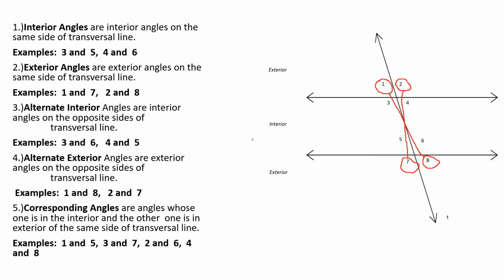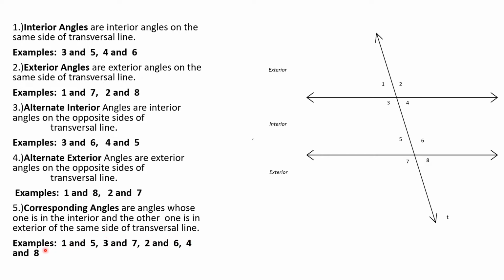So these are the two pairs of our alternate exterior angles. We have angle 1 and angle 8, and then angle 2 and angle 7, which are located at the exterior part of our figure, of our transversal line. Then the last is our corresponding angles. Corresponding angles are angles where one is in the interior and the other is in the exterior on the same side of a transversal line.